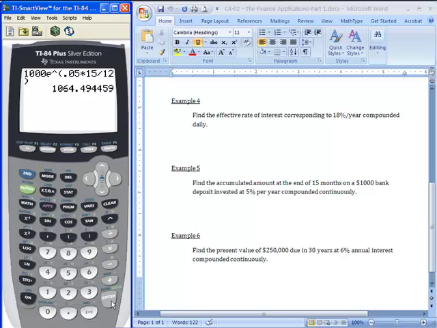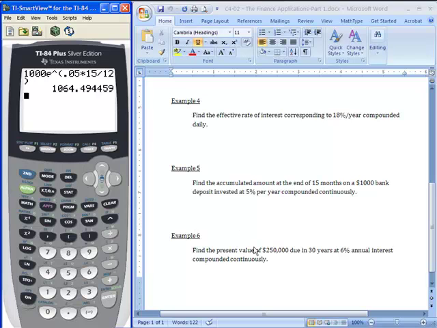One last problem. We're asked to find the present value of $250,000 due in 30 years at 6% annual interest compounded continuously. And you'll notice on these two examples with continuously compounded interest, I am using the formula. We don't have a way to tell the calculator that there are an infinite number of compounding periods. You're kind of forced to the formula here. All right. But remember, you don't need to memorize the formulas. They're provided for you as part of the course, and you'll get a copy of them as part of your test. So make sure that you can choose the right formula, but you don't have to memorize them.